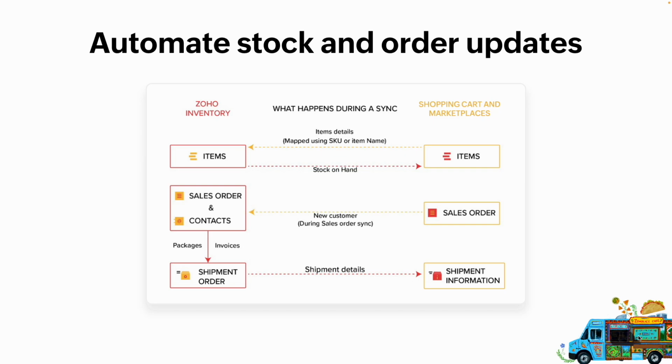Sales orders from these channels will get pushed into Zoho Inventory, and if it's a new customer, even the customer details are updated and created in Zoho Inventory. Now, the customer will not know whether the business is using Zoho Inventory or not. So they need to know the shipment information. So we push the shipment information as well back to the marketplace.